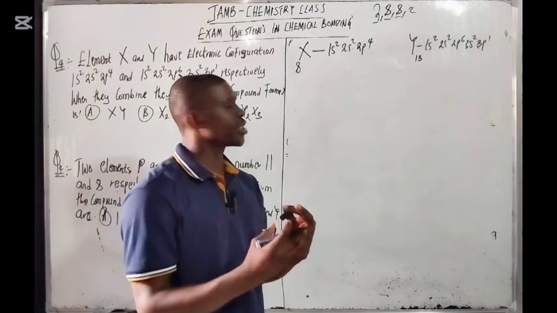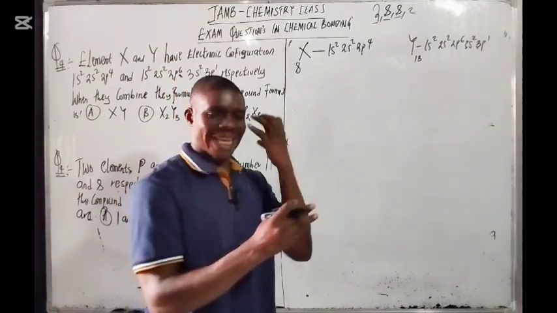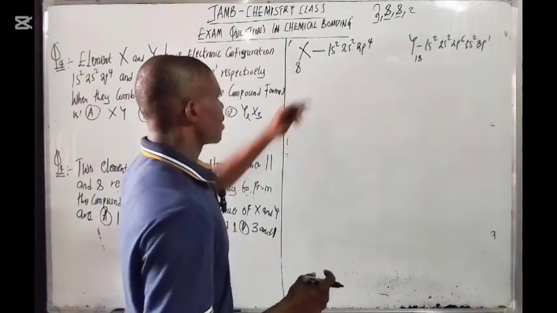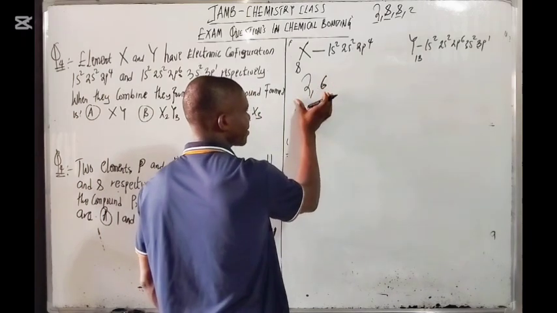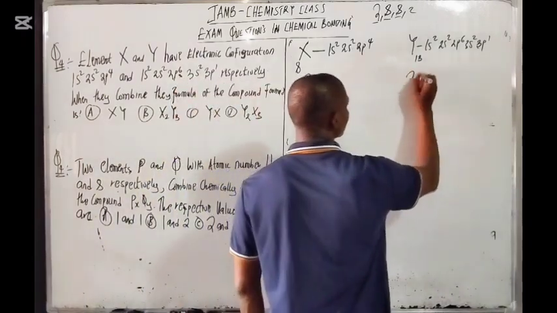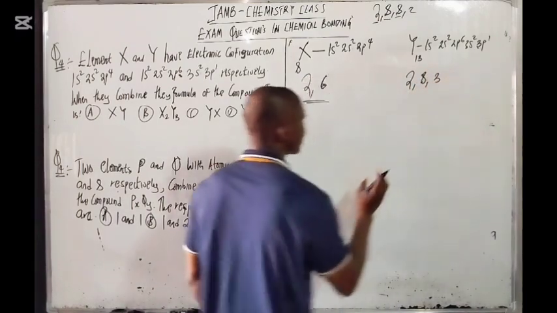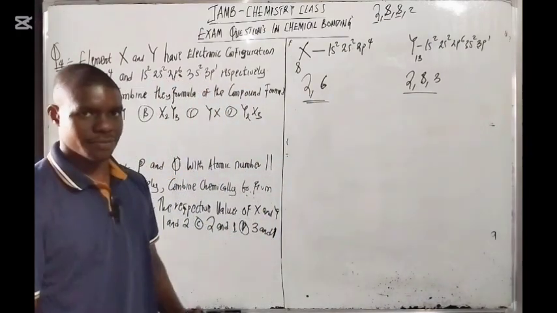So let's use the electronic configuration, because the electronic configuration gives us a pure idea of what to do, right? If X is 8, we're going to have 2 and 6. If Y is 13, we have 2, 8 and 3. So let me ask you here, which one is metal, which one is not metal?